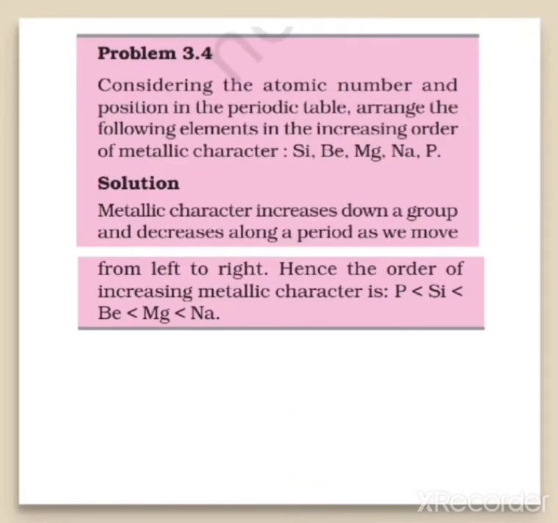So let us check the answer which is given in the textbook. It is given that the maximum is for sodium, then magnesium, then beryllium, then silicon and phosphorus. So we have found it out according to the position in the periodic table.